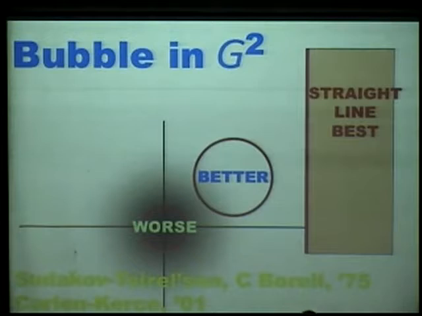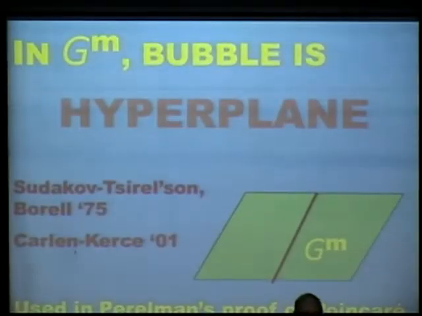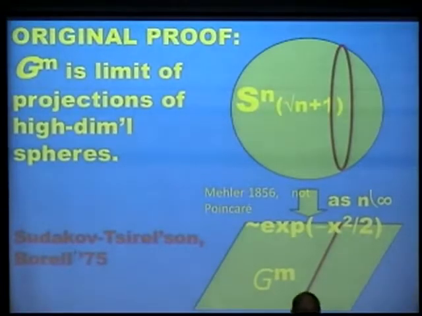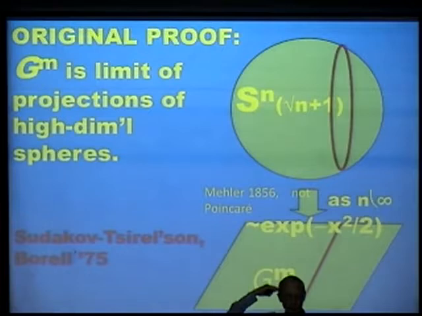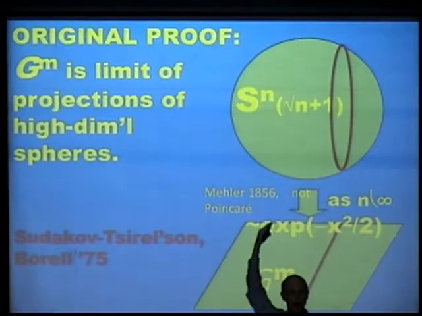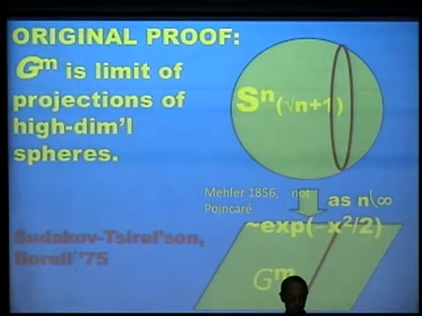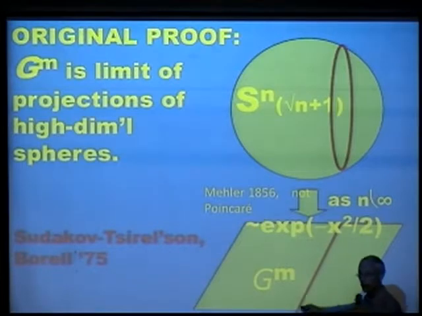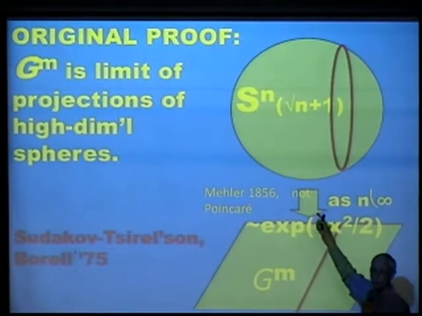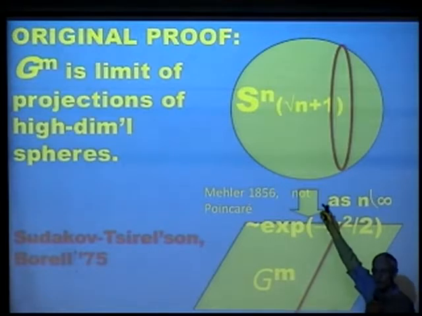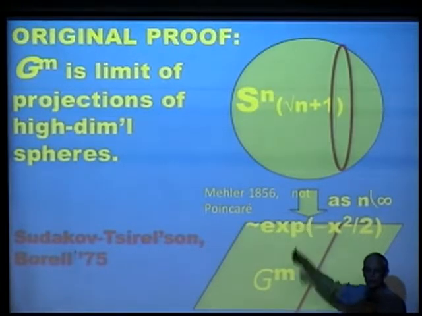And in higher dimensional Gauss space, similarly, the optimal bubble is a hyperplane, nice as could be. And this result actually figured specifically in Perelman's proof of the Poincaré conjecture. And the original proof, just to give you an idea, used the fact that you can get Gauss space down below there as a limit of projections of high-dimensional spheres. And the reason then that the line is minimizing down in the Gauss plane here is that its inverse image, a circle or a sphere up in the big sphere above, is known to be minimizing up in the sphere.